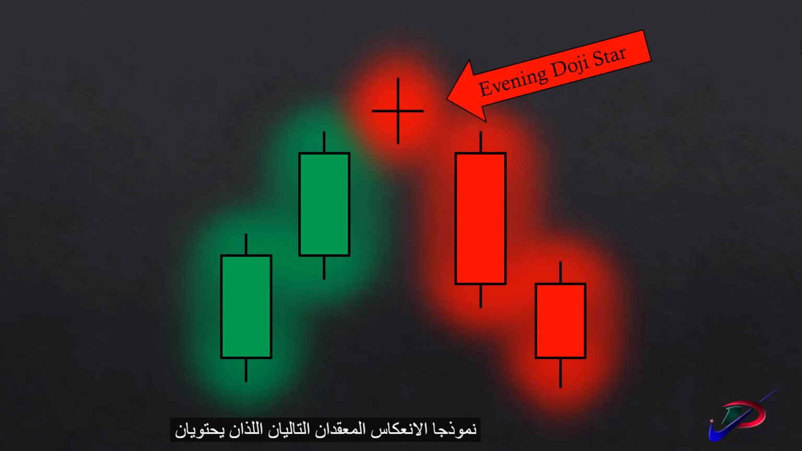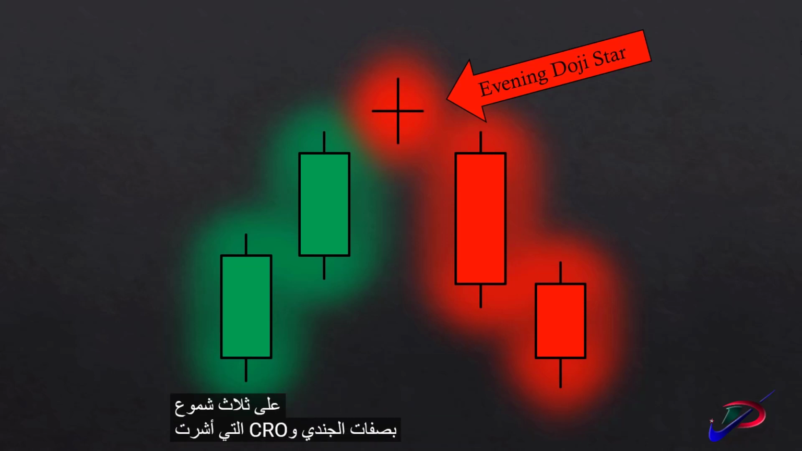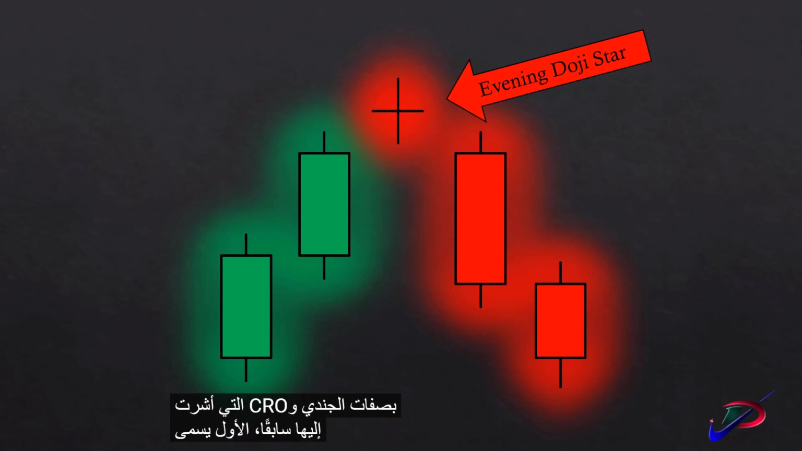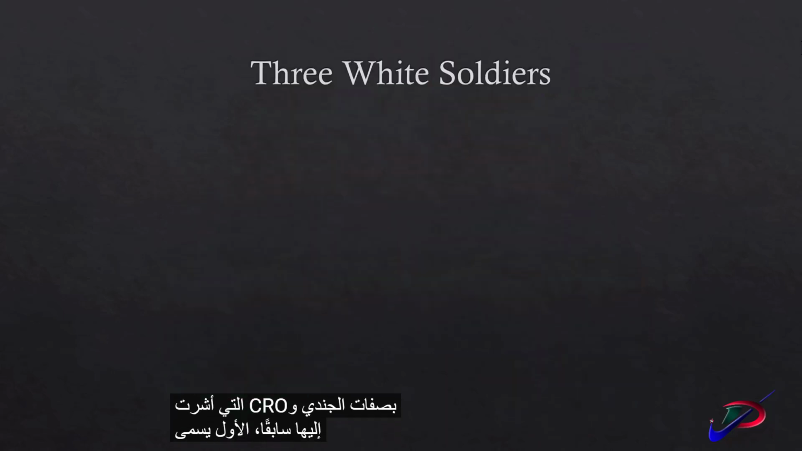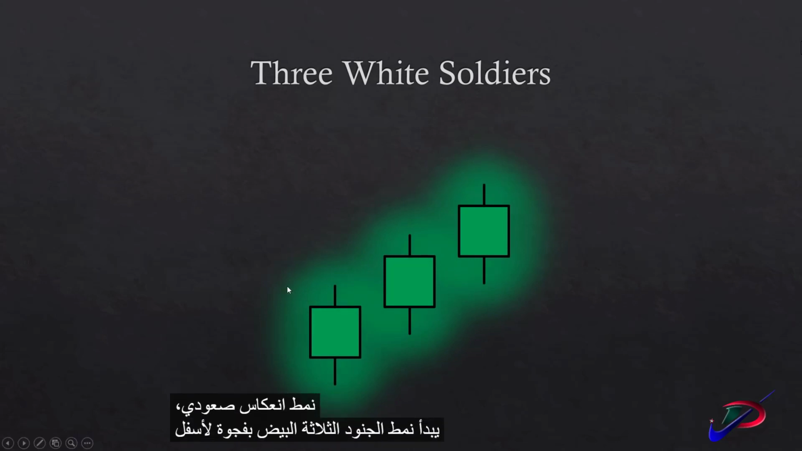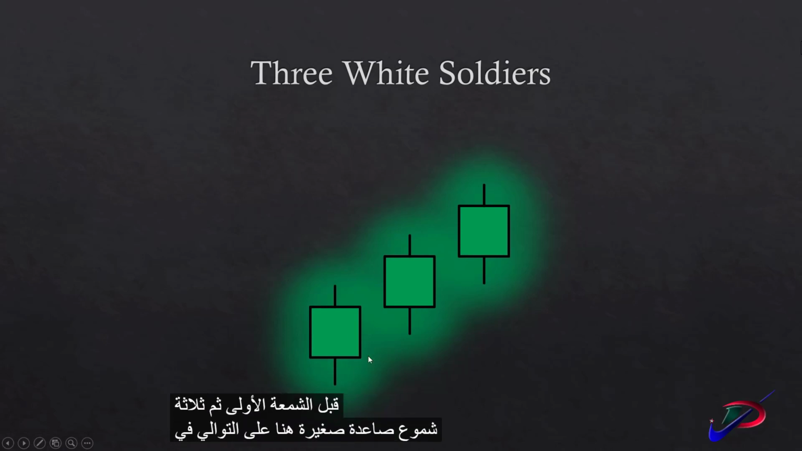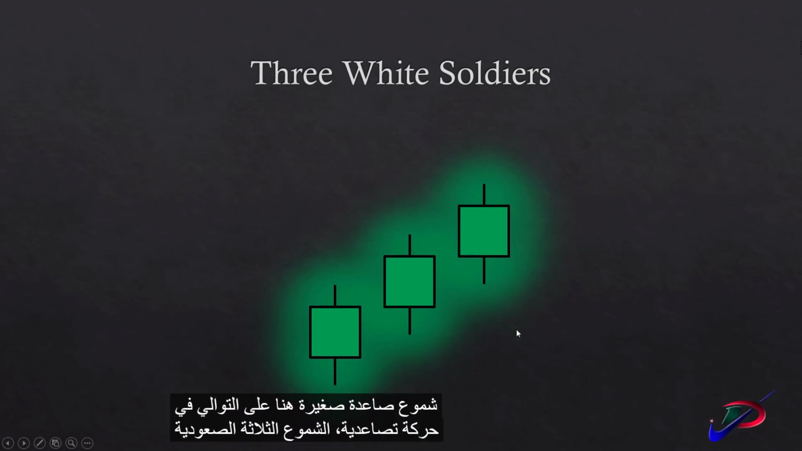The next two complex reversal patterns containing three candles are related to the soldier and crow qualities I referred to previously. The first one is called three white soldiers, which is a bullish reversal pattern. The three white soldiers pattern begins with a gap down before the first candle, and then three small bullish candles appear in a row in ascending motion.